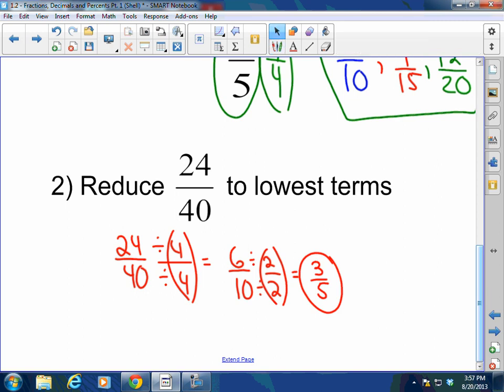So when you want to find equivalent fractions, multiply the same number to both the numerator and denominator. When you want to reduce a fraction to lowest terms, divide the denominator and the numerator by the same value. As long as you multiply or divide the numerator and denominator by the same value, they will be equivalent fractions.